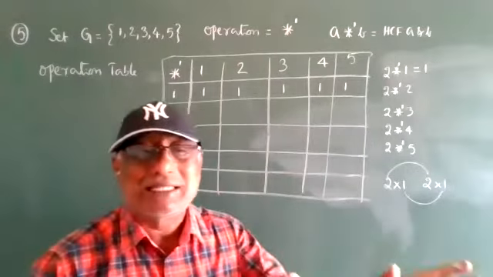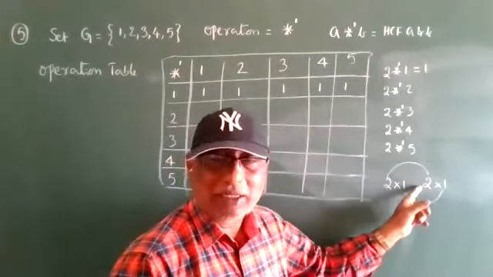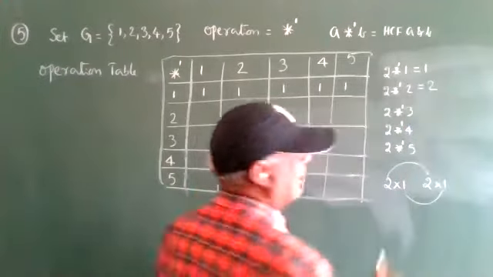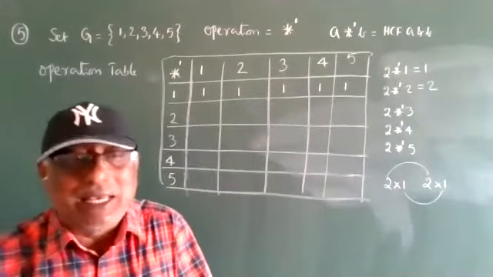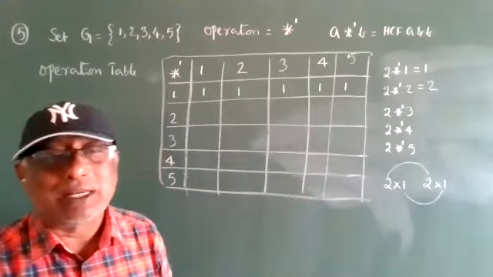HCF means highest common factor. So the greatest common factor is 2. Therefore, 2 is a common factor. 1 is also a common factor, but 1 is the least, and 2 is the highest. You take the highest common factor.